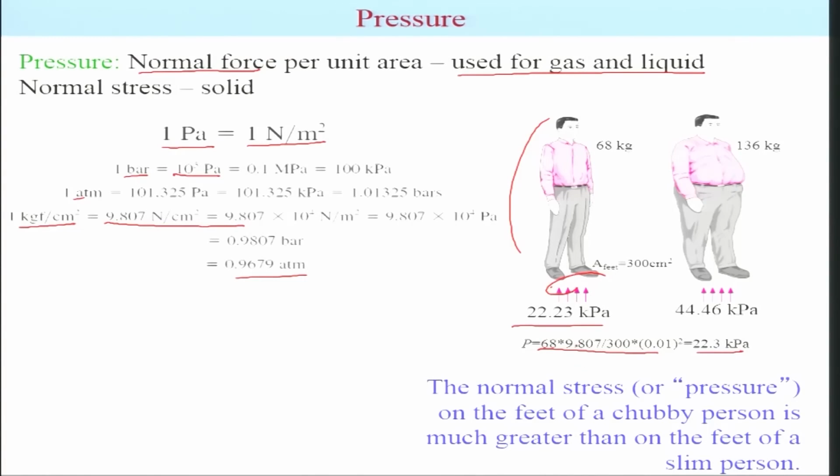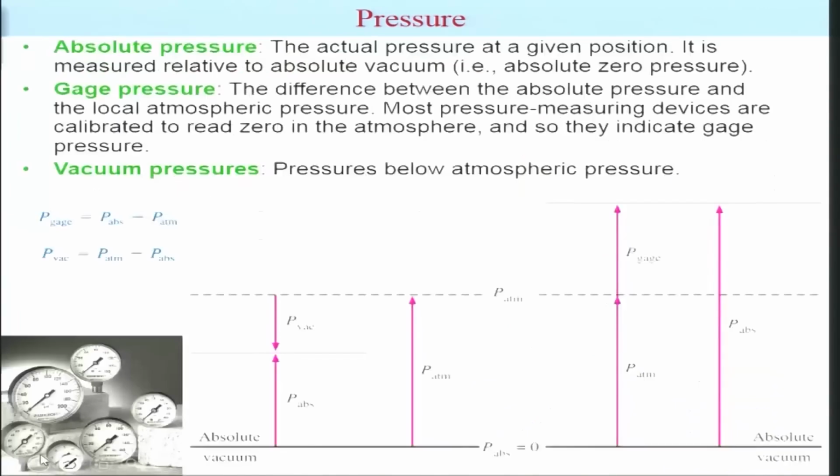So this is your mass, your g, and the area of the feet. We are assuming the area of the feet for this person and a chubby person is the same. Okay, that's an assumption. So considering that this person experiences twice the amount of pressure on his feet, that is the analysis you can do.